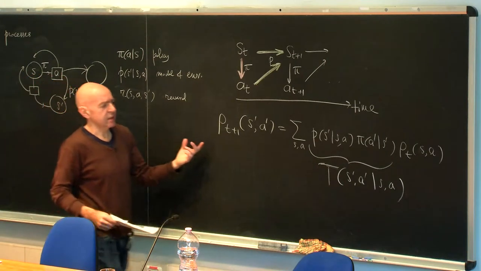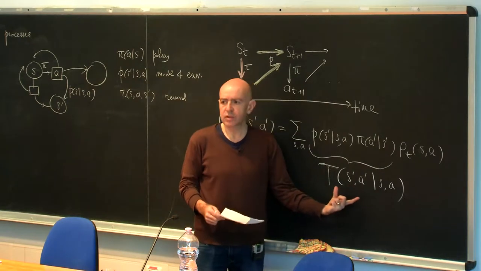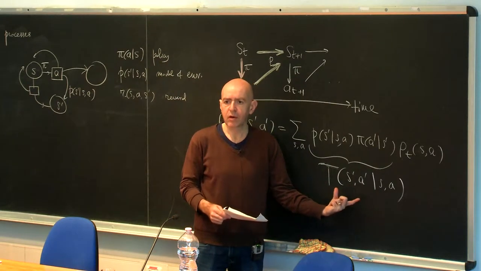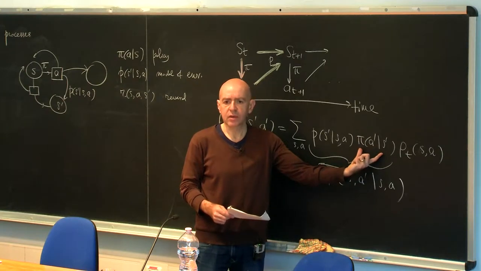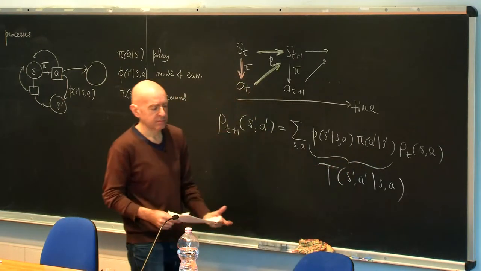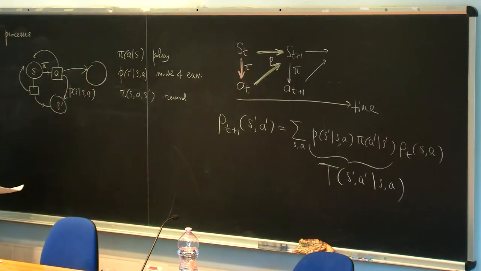The key point again is that you do not control the full transition matrix, in which case the system would be overly simple. You can only control a part of it, which is encoded in the policy. Good. So this was just to remind you the basic facts.